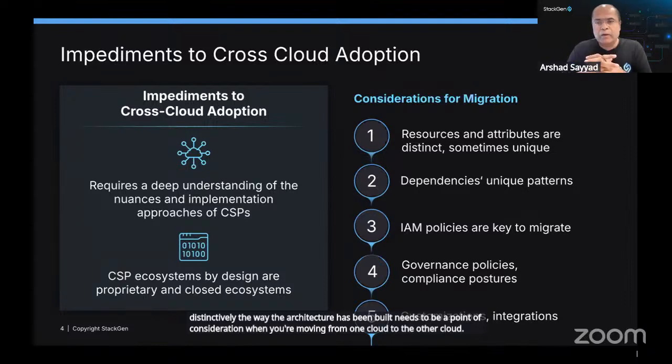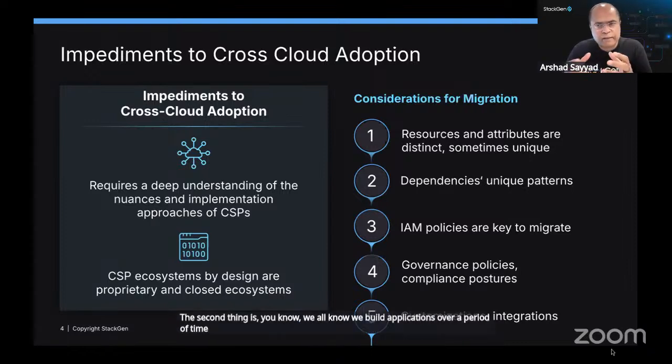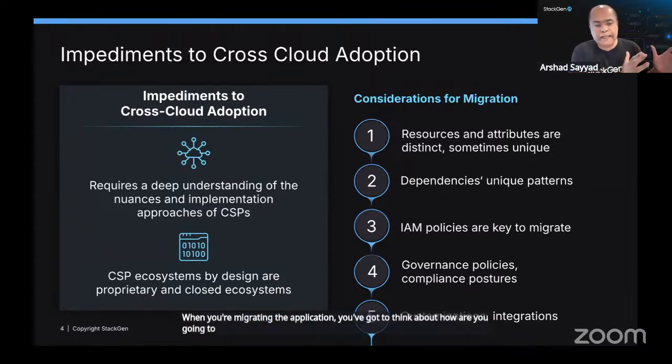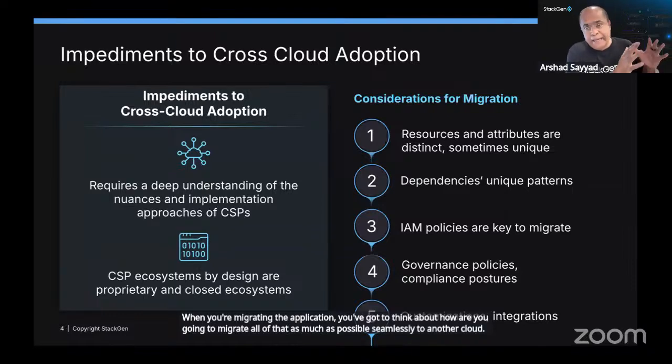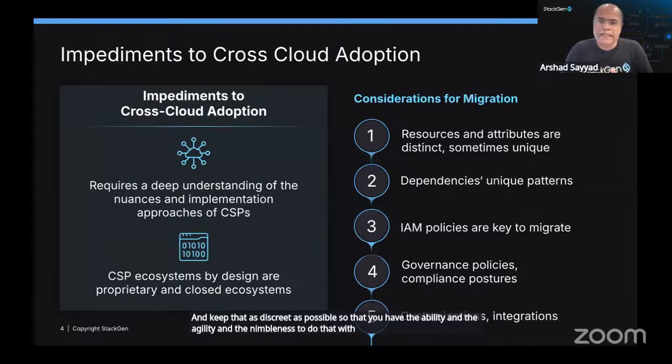The second thing is, we all know we build applications over a period of time. We build a lot of custom interfaces, APIs, services that we may just evolve naturally with our comfort zone into one cloud service provider. When you're migrating the application, you've got to think about how you are going to migrate all of that as seamlessly as possible to another cloud, and keep that as discrete as possible so that you have the ability, the agility and the nimbleness to do that with the least amount of time, the least amount of effort, and the least amount of pain.